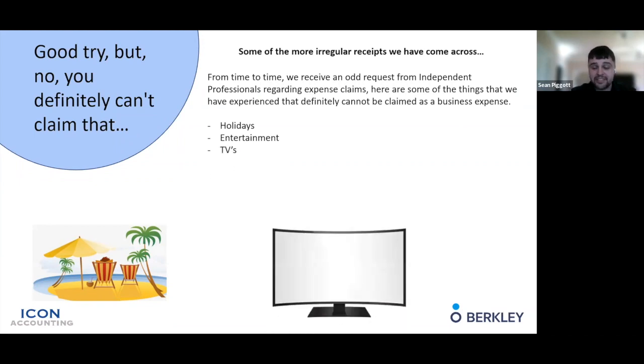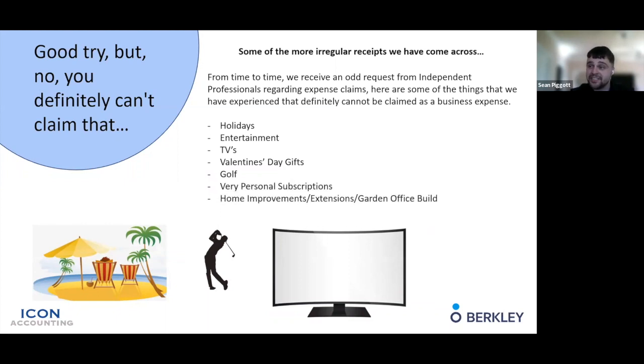The other one is TVs, very common around Christmas time. We've seen Valentine's Day gifts. Golf is a massive one. People try to claim their golf membership because I understand that an awful lot of business happens on the golf course, but unfortunately Revenue don't recognize it the same way as I do. There's also a couple of very personal subscriptions. As well as that, another couple is home improvements, extensions, and a garden office build.